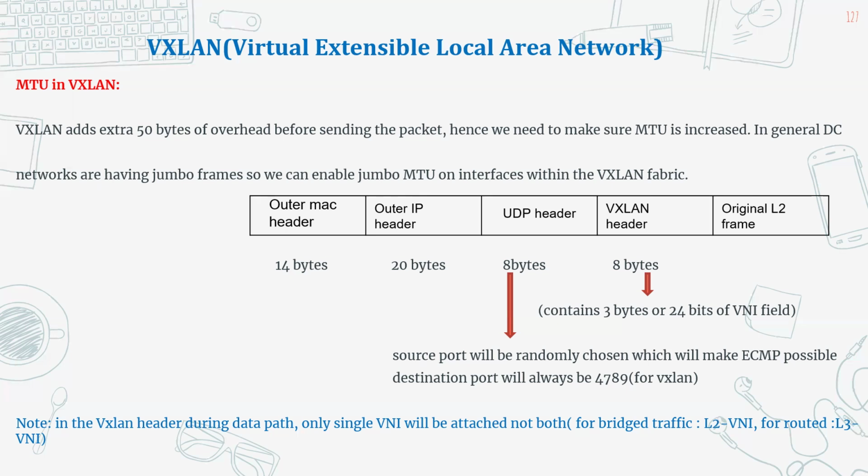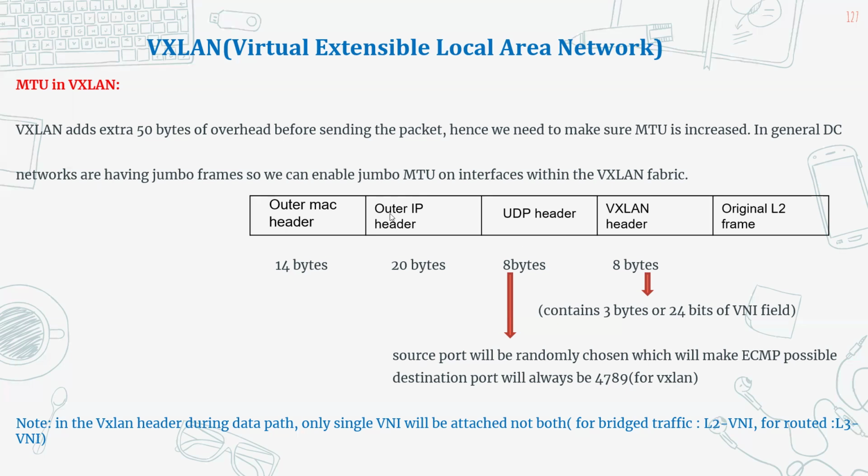Let's say a leaf switch has two links connected to two different spine switches. It will do ECMP perfectly, which is possible using the UDP header, because it will choose the source port randomly, and based upon that it will send the traffic to the available upstream links. Destination port for UDP will always be 4789, which is reserved for the VXLAN protocol.